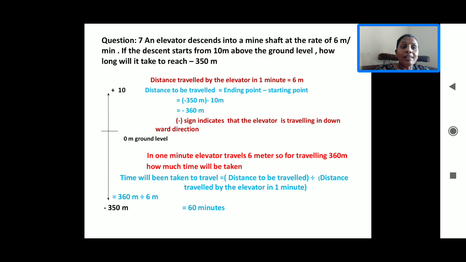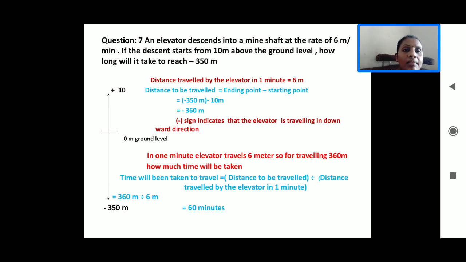We have to travel minus 360 meters. Again you have a question in your mind: how can the distance be negative, a negative integer? So here I want to tell you, the negative sign indicates that the elevator is traveling in the downward direction. It means our elevator goes down. It is not going in the upward direction. That's why the negative sign is there. Now we won't consider the negative sign. We will consider the distance which the elevator has to travel.